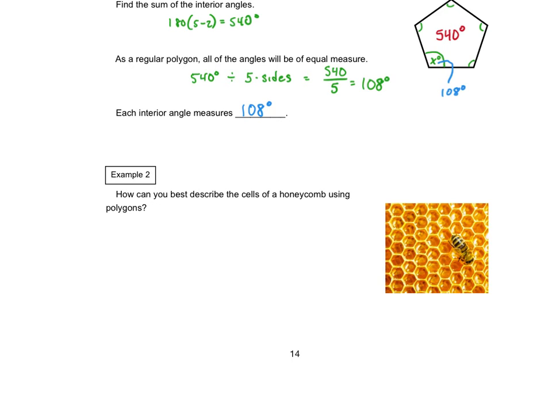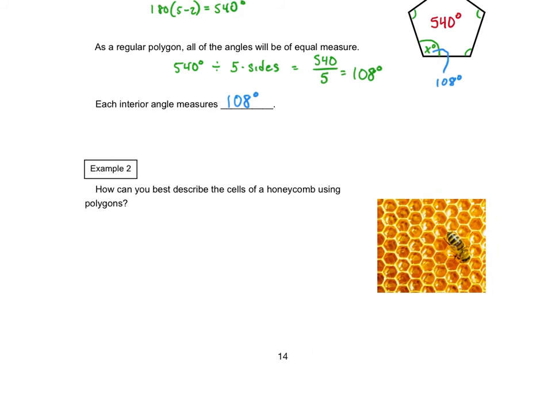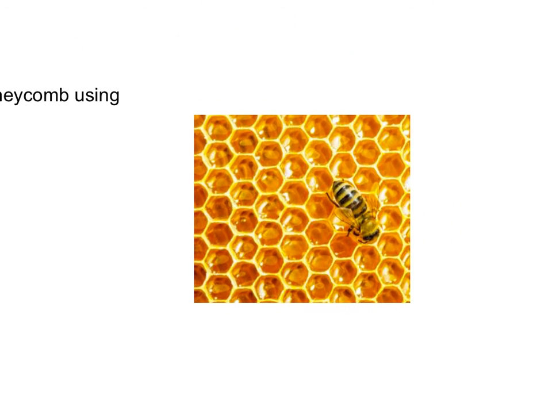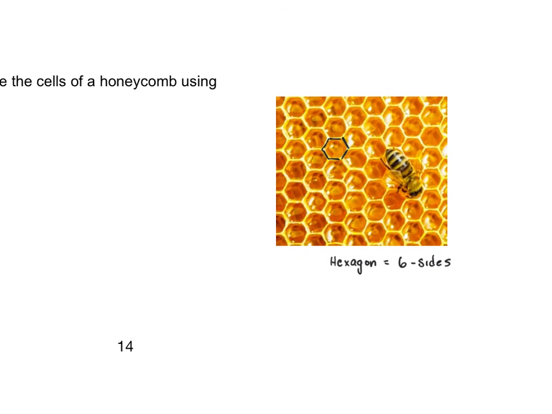Let's see here, looking at example number 2, it says, how can you best describe the cells of a honeycomb using polygons? Well, if I look here, each one of these cells, fascinating enough, I still raise bees. I have beehives on my property, and they are fascinating little engineers, but they create honeycombs which are 6-sided, and they are hexagons. So 6 sides, hexagons. So they look like hexagons, and that means that we have 6 sides.